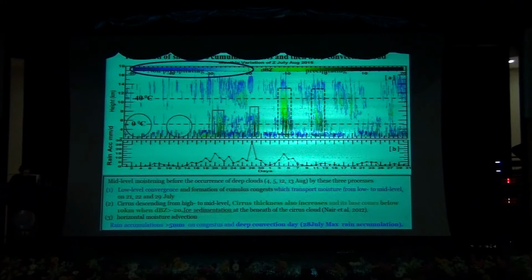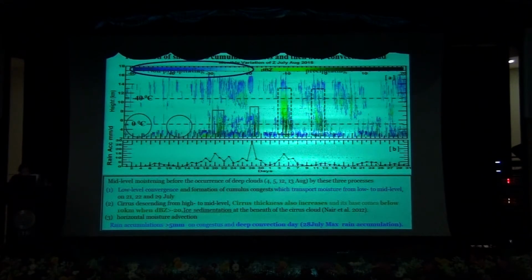Firstly, the low-level convergence and formation of cumulus congestus, which transport moisture from low to mid-level. And secondly, there is a cirrus descending from high to mid-level, and cirrus thickness also increases on those days, and its base comes below 10 km with a high reflectivity value of more than 20 dBZ due to the ice sedimentation process beneath the cirrus cloud. And third is the horizontal moisture advection. The first 2 processes are very prominent in the radar data.